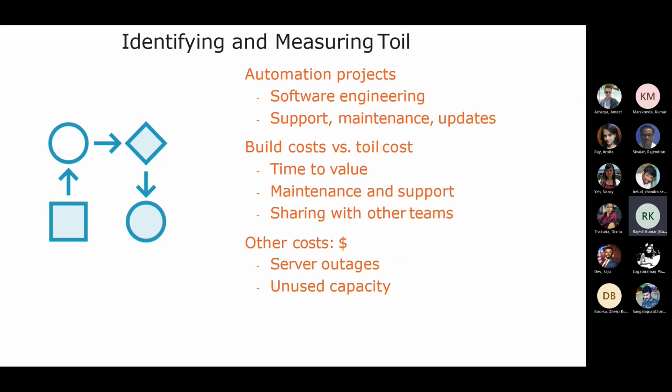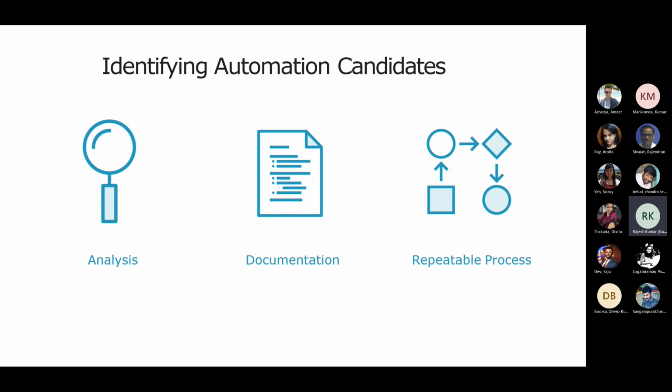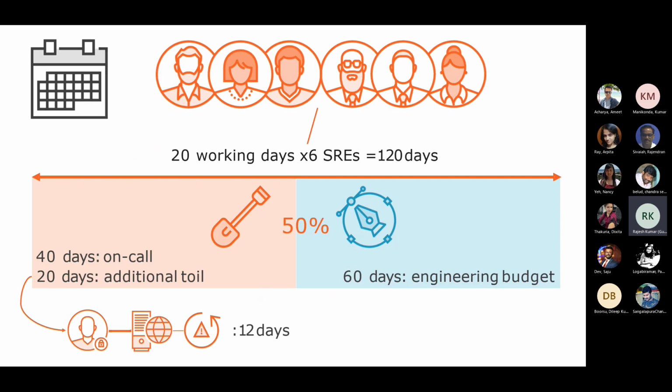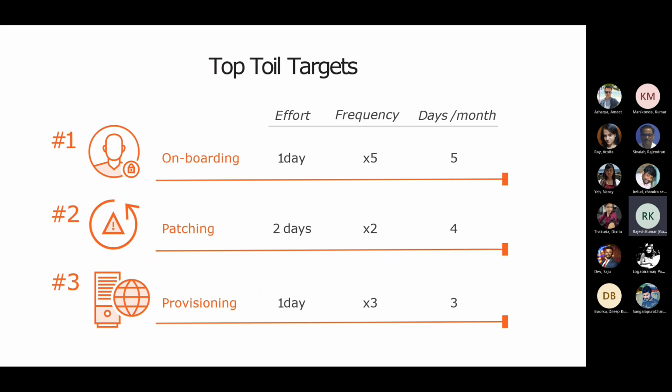Build cost versus toil cost, time to value, maintenance and support, sharing with the team and other teams, outages, unused capacity. So yes, you have to have the right checklist for identifying and measuring each toil, and deciding which is worth doing and which is not. You also have to do proper analysis and documentation of the repetitive process and so on. So these are some of the checklist items.